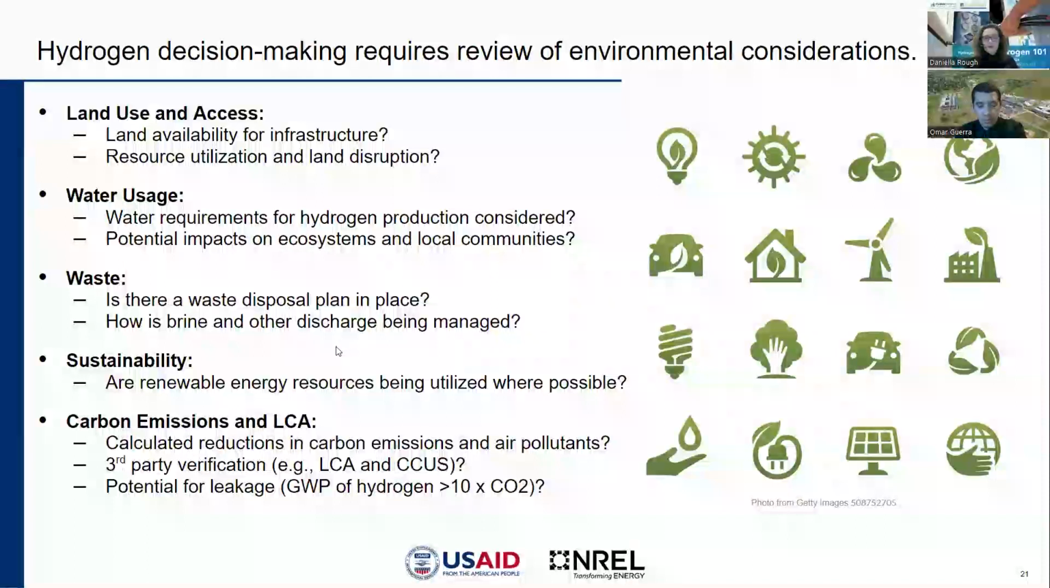And then we also just want to be sure that we're considering leakage. And so if we have a long distance transport, hydrogen has a global warming potential of almost over 10 times carbon dioxide. We want to make sure that we're considering that and that we don't have leakage. Hydrogen can embrittle pipelines, which can cause leakage. So this is a very important consideration within the infrastructure discussion.